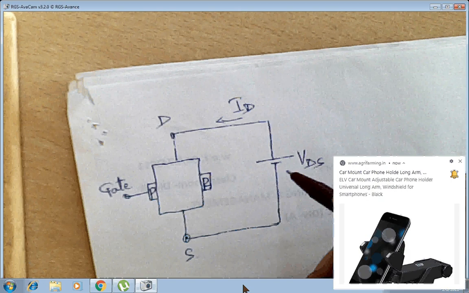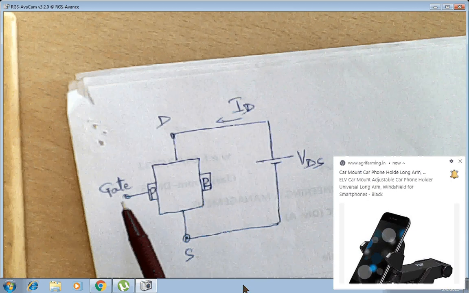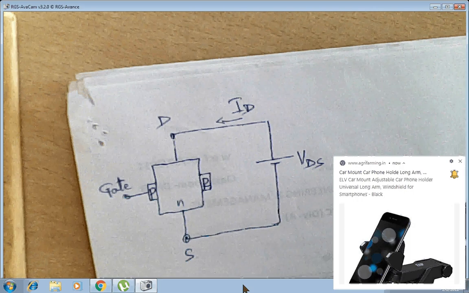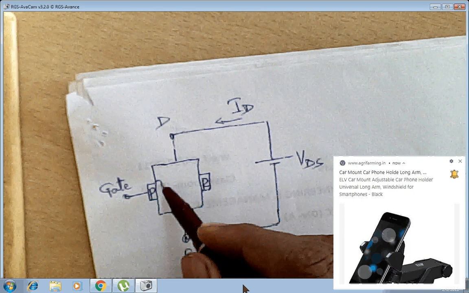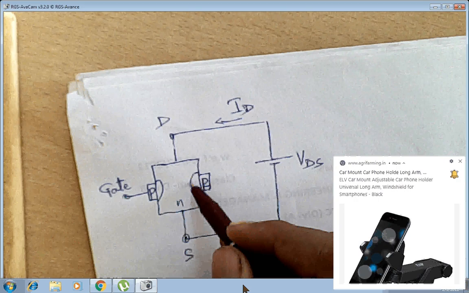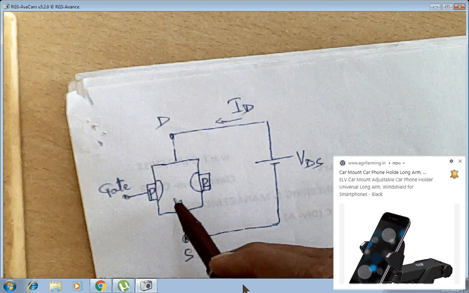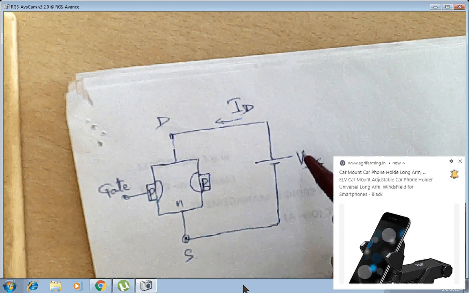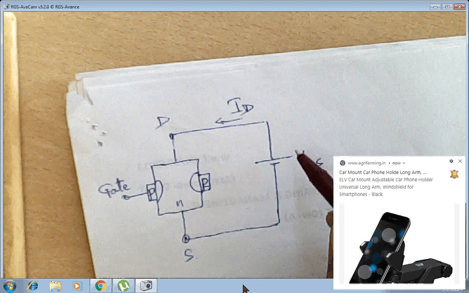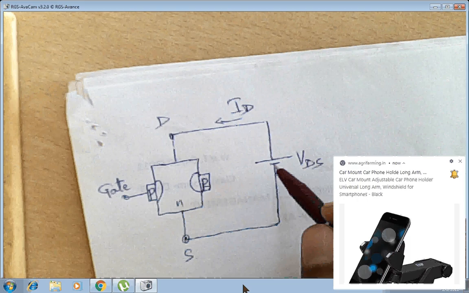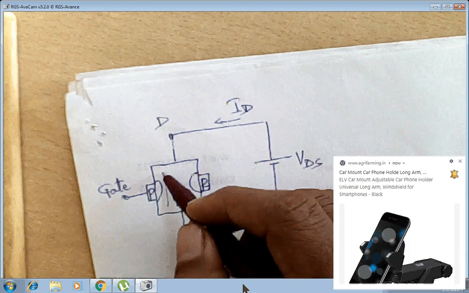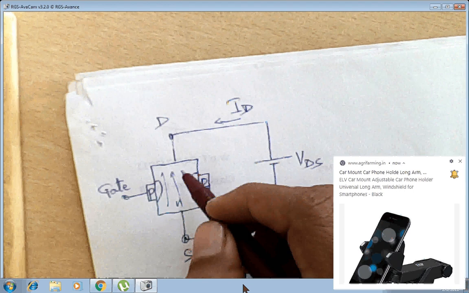Whenever we join a heavily doped p-type material to this lightly doped n material, there will always be a depletion layer, and this depletion region will be more in the low doped area. Whenever a power supply is given across drain to source, there will be a current flow. This current flow will be because of the charge carriers. These are electrons in our case of n channel.